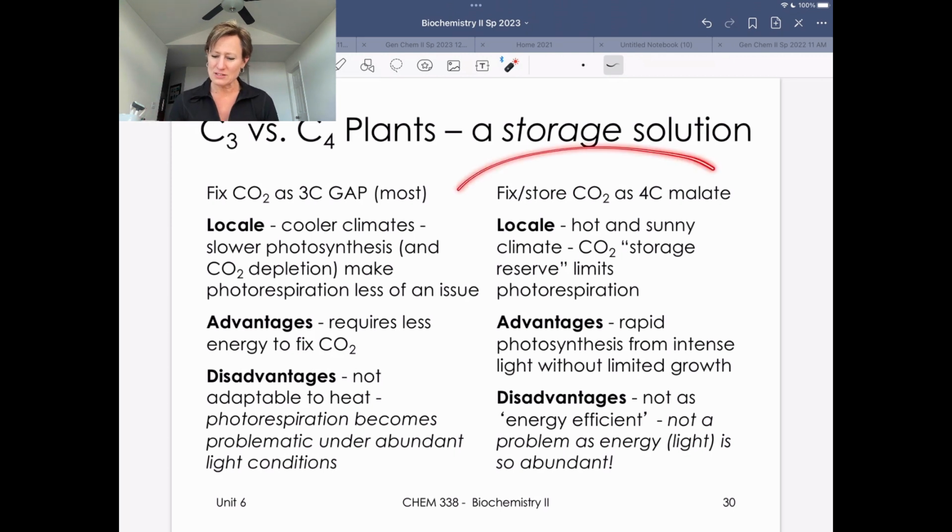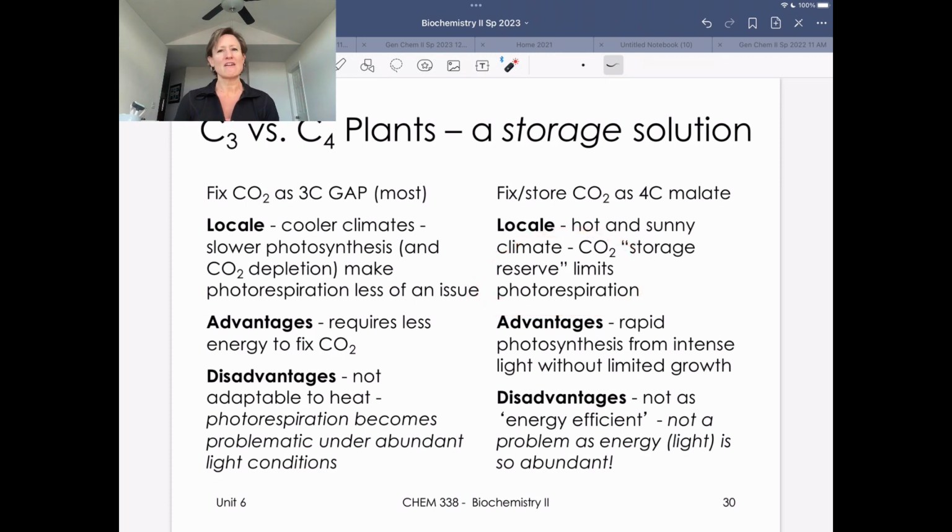Okay, C4 plants, right? They're going to fix and store carbon dioxide as that 4-carbon malate. That ensures that they're not going to run out of CO2 from having sort of that local depletion. You're going to find these plants where it's very hot and sunny, where you're likely to be having high levels of Calvin cycle chemistry that's going to be depleting local concentrations of CO2.